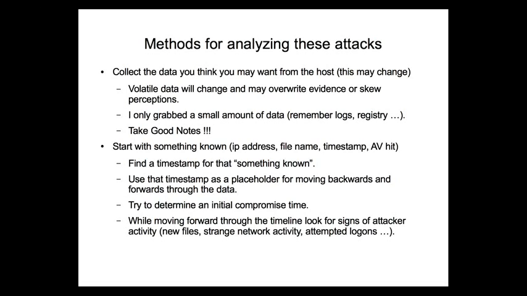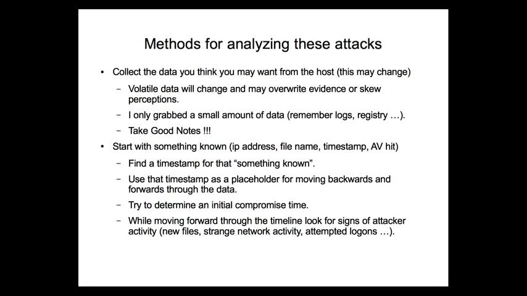So initially, when you sit down on a machine, I like to start with something that brought you to that machine, whether it's a virus hit, a network connection, a file name, a timestamp, something. Try to find that something within the data that you have, and then work from there, backwards and forwards. The first thing that I try to do is go back to when you can tell that the box is compromised, and then that can be your starting point for moving forward to determine what exactly happened.